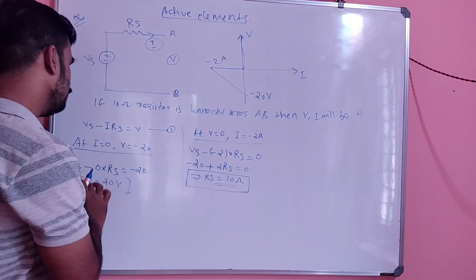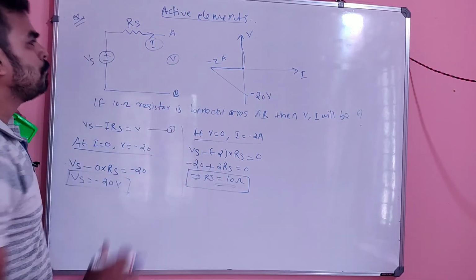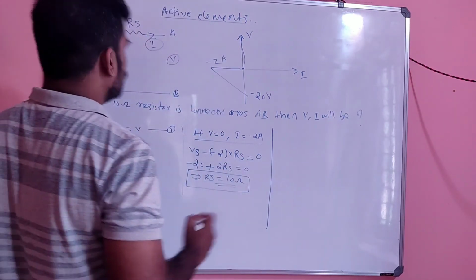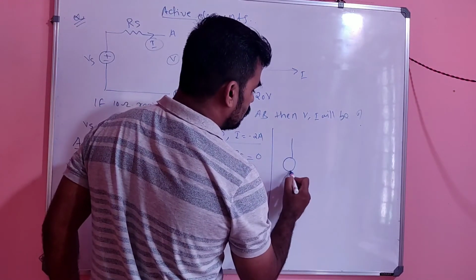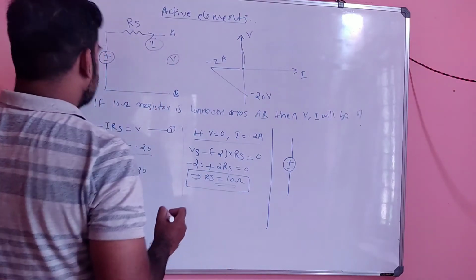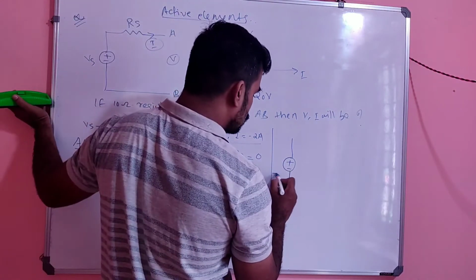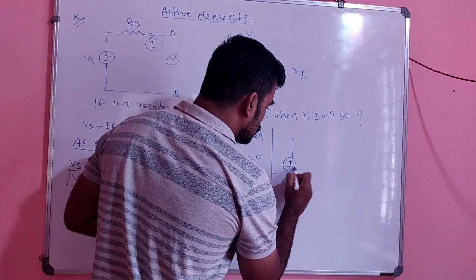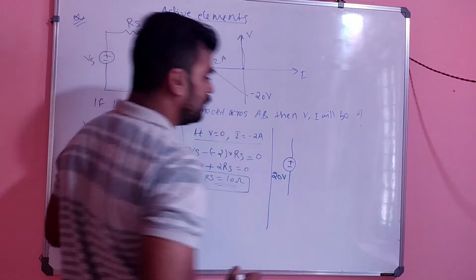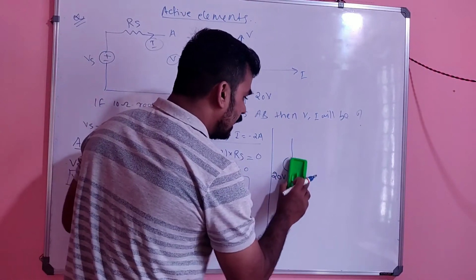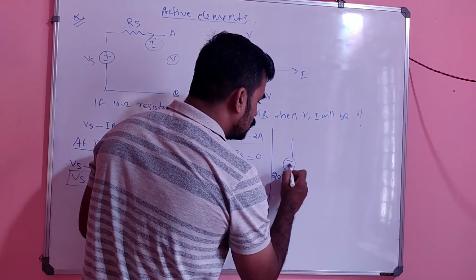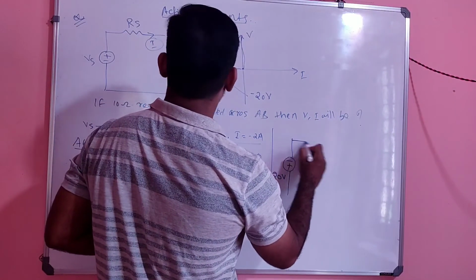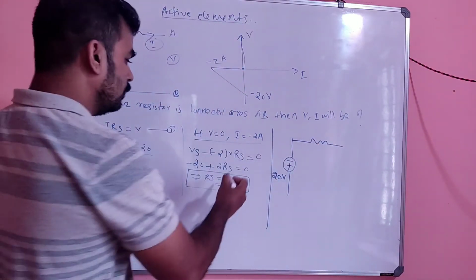Now you have the value of Vs and Rs. Let us redraw this figure again. Vs is nothing but minus 20, so I have to change the polarity. It will be simply 20 volt, I changed the polarity. And Rs will be equal to 10 ohm.